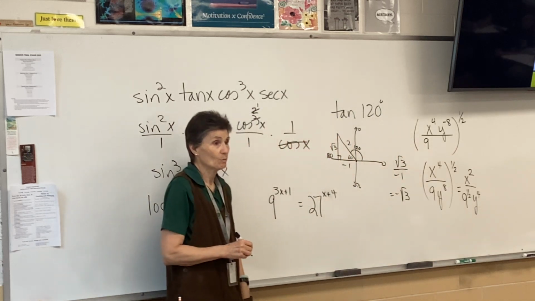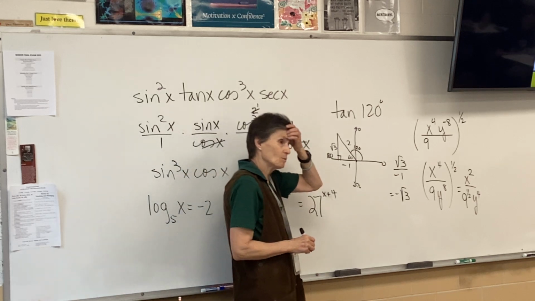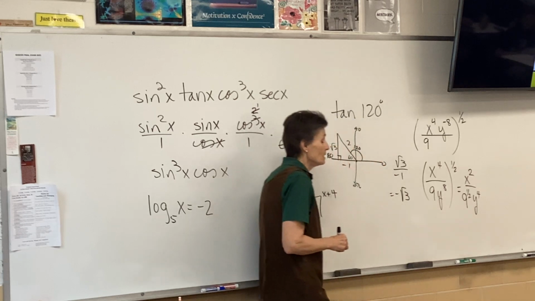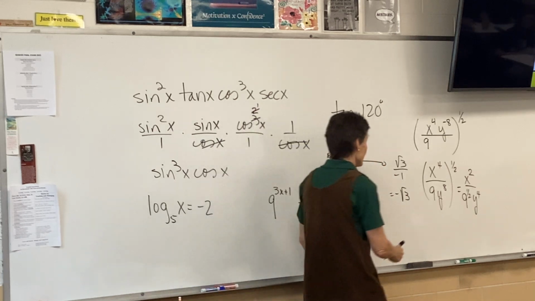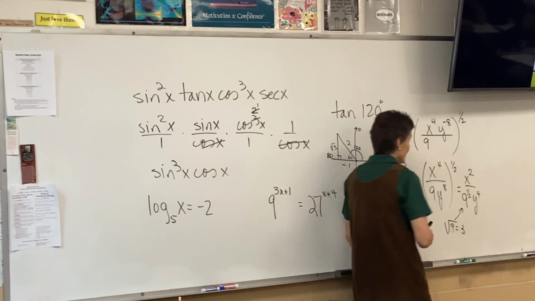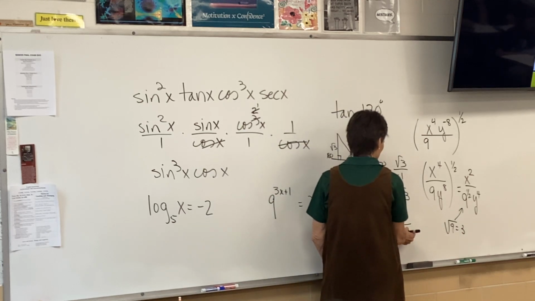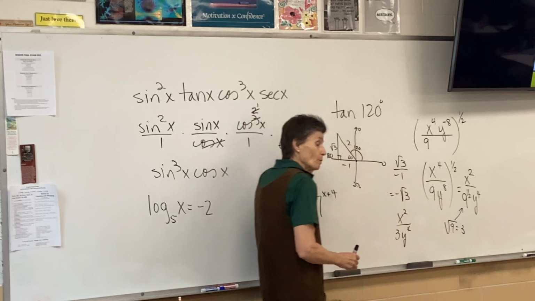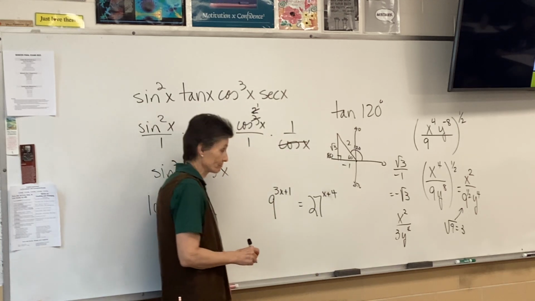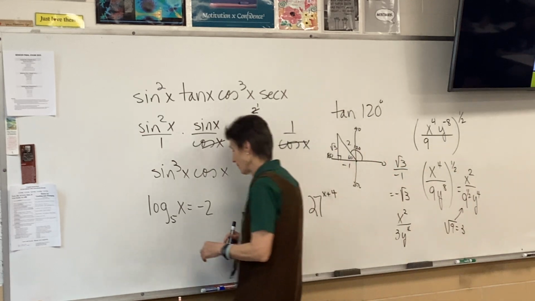Anybody remember what 9 to the 1/2 is? This is a no calculator problem. No, that's 9 times 1/2. But 9 to the 1/2 means the square root of 9. So that is a 3. So your answer is x squared over 3 y to the 4th. Remember, fractional exponents are radicals.